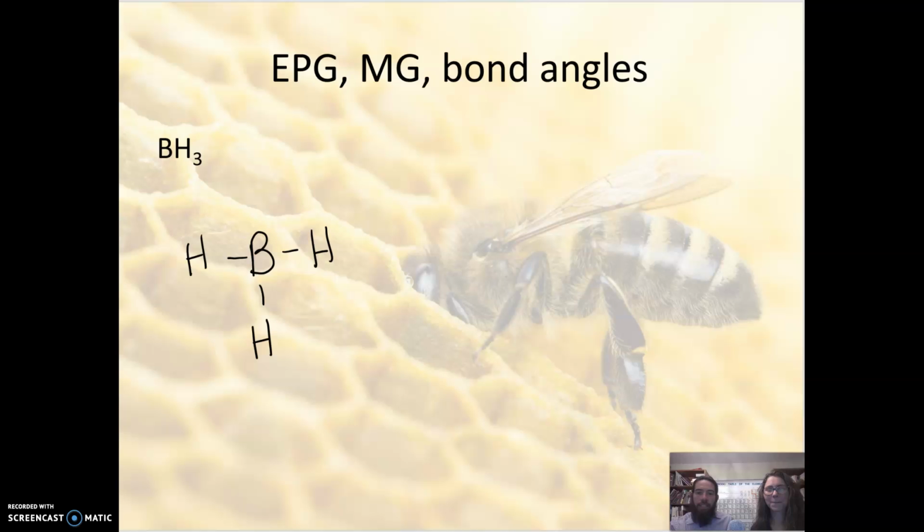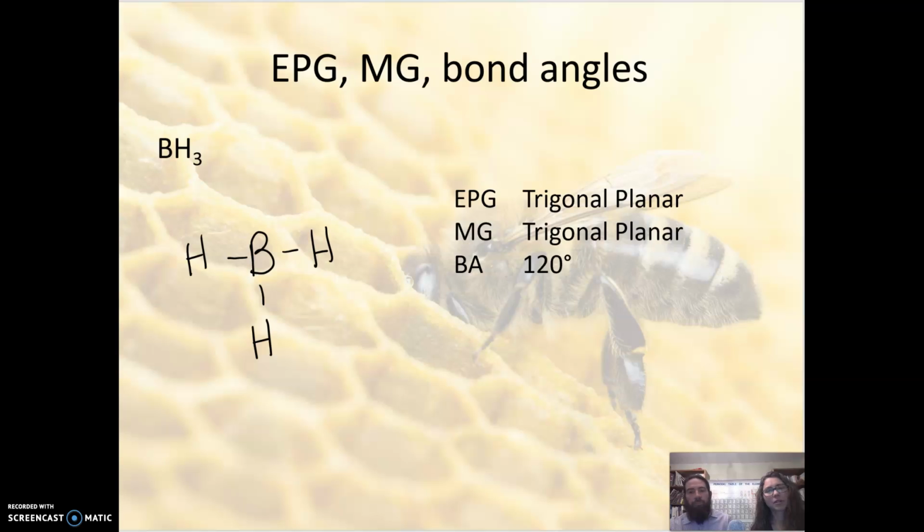All right, BH3. This is that boron exception when it's got 3 bonds. But let's count our domains. We've got 1, 2, 3. Nice. 3 domains. As far apart as possible, trigonal planar. And when we don't have any lone pairs on the central atom, then the molecular shape is also going to be trigonal planar. So we have 120 degrees around those.